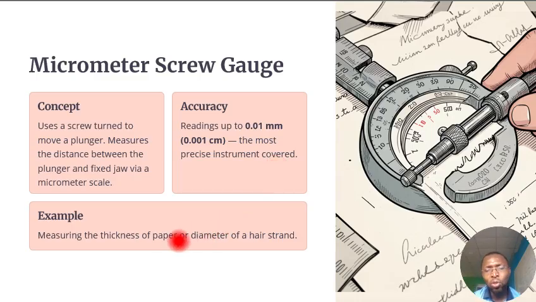All right, what do you use it to do? You use it to measure the thickness of paper or the diameter of a hair strand. Imagine the hair of your head, you want to measure the thickness of it. This instrument will measure it for you. Imagine the paper, how flat a paper is, you want to measure the thickness. This micrometer screw gauge will also do that. So it measures very small lengths or small distances. All right, and just like the vernier caliper, the micrometer screw gauge also requires that you do a little calculation before you can get the measurement.